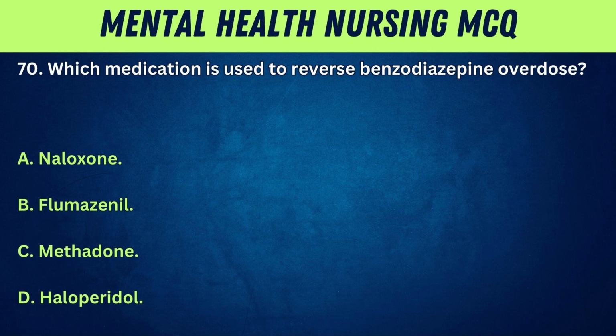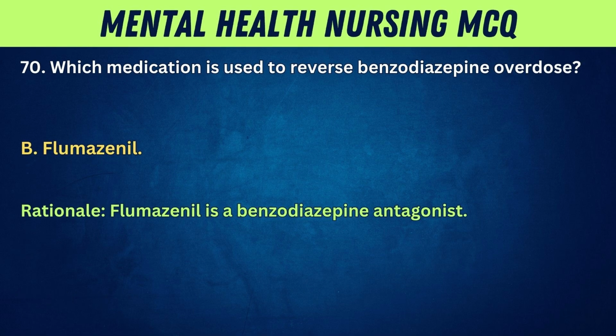70. Which medication is used to reverse benzodiazepine overdose? A. Naloxone. B. Flumazenil. C. Methadone. D. Haloperidol. Answer: B. Flumazenil. Rationale: flumazenil is a benzodiazepine antagonist.